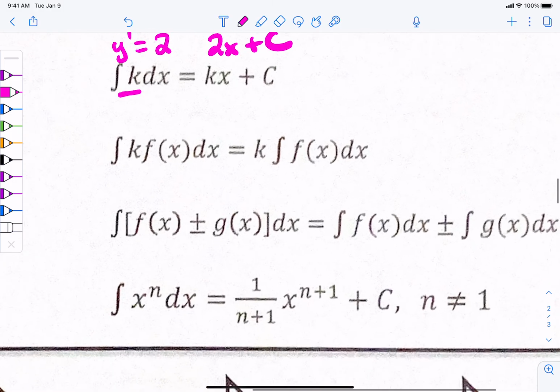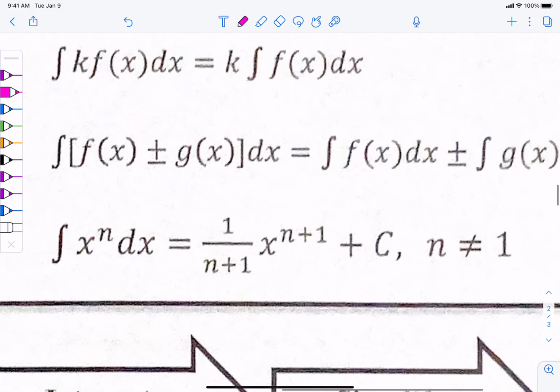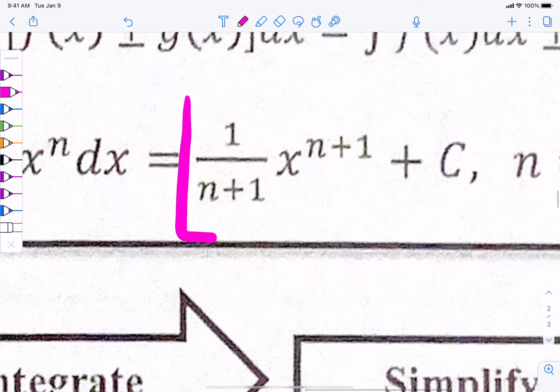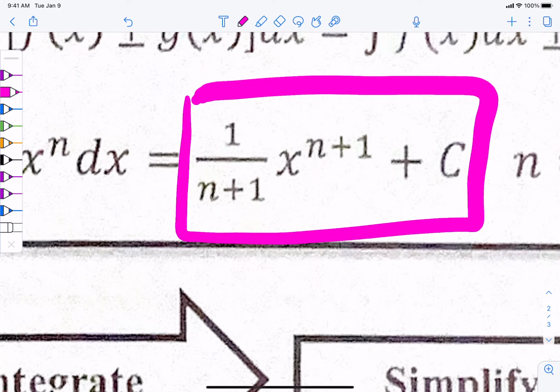And so these rules are just basically saying the reverse of that. The thing that you want to really remember is this guy right here. This is the formula that I gave you on the front side. Circle him really big. That's the formula: 1 over n plus 1, x to the n plus 1. And then don't forget plus c on the end.